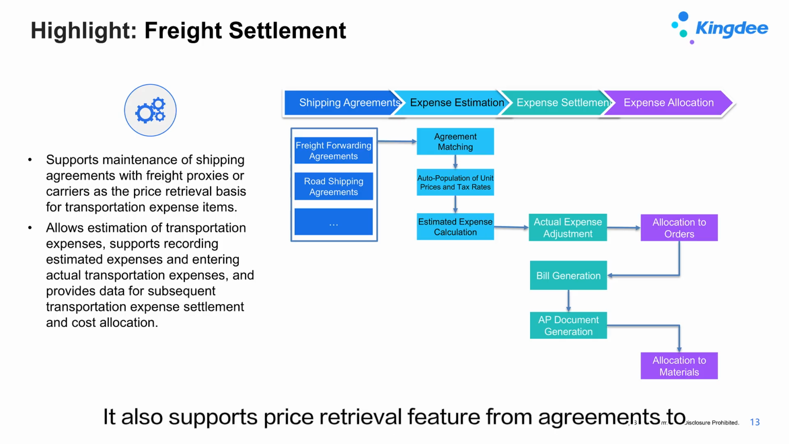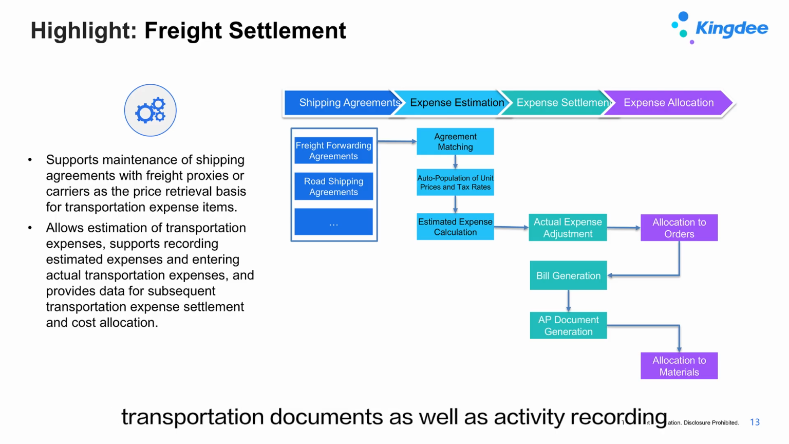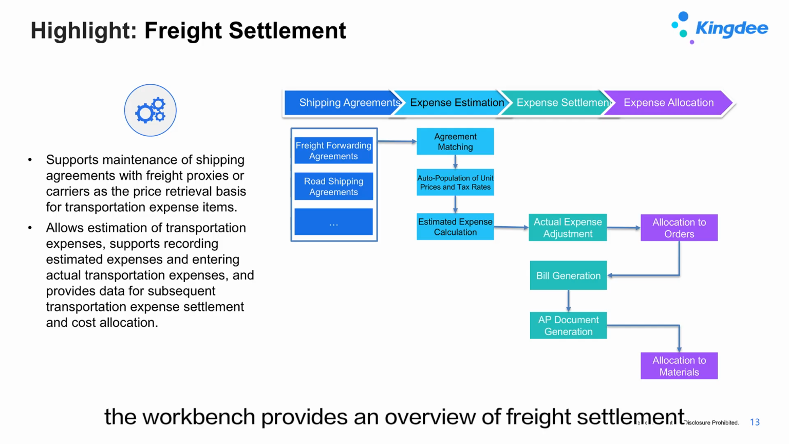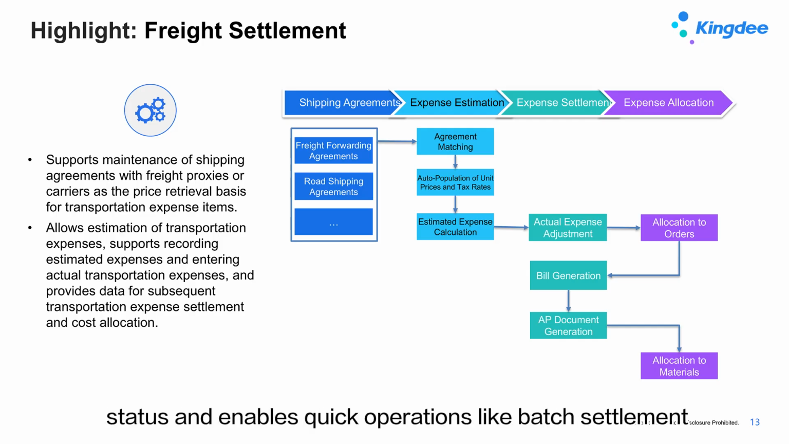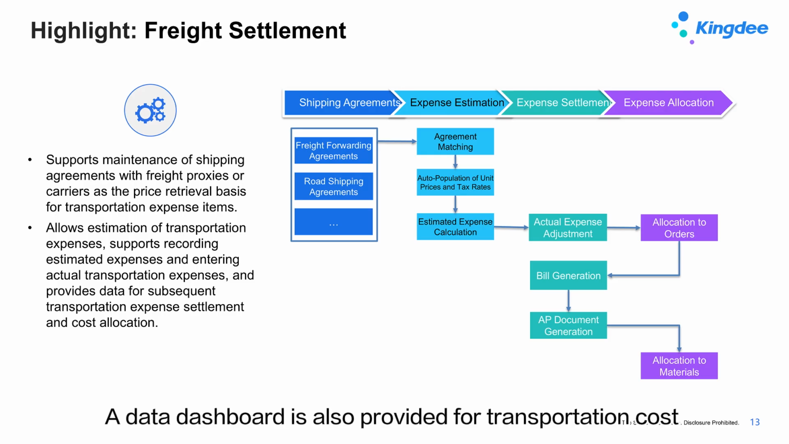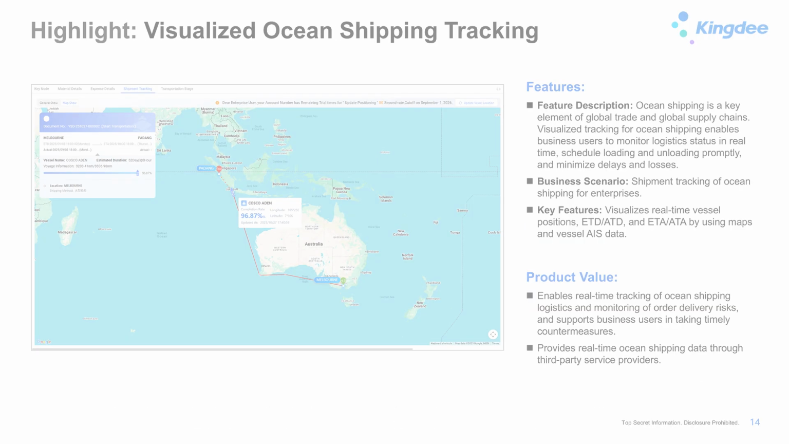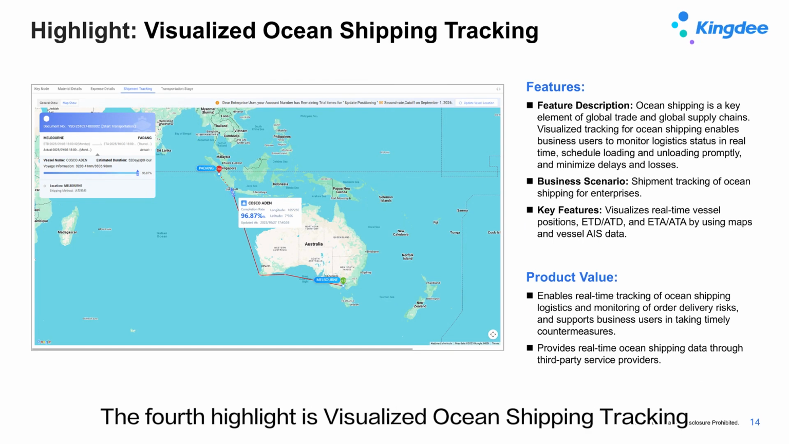It also supports price retrieval feature from agreements to transportation documents, as well as activity recording in the price retrieval log. Besides, the workbench provides an overview of freight settlement status and enables quick operations like batch settlement. A data dashboard is also provided for transportation cost statistics and trend analysis. The fourth highlight is visualized ocean shipping tracking.